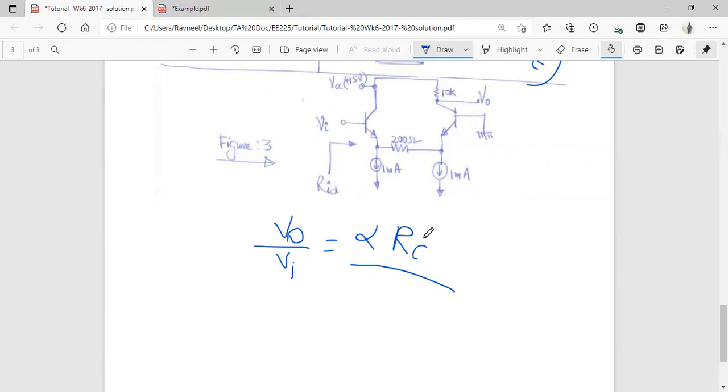So alpha times RC. If there was the same valued resistance, say 10 kilo ohms, on this particular side as well, we would have used alpha times 2 RC. But in this particular case, there's only 1 RC, so we'll be using alpha times RC. And then the total resistance from here till here.